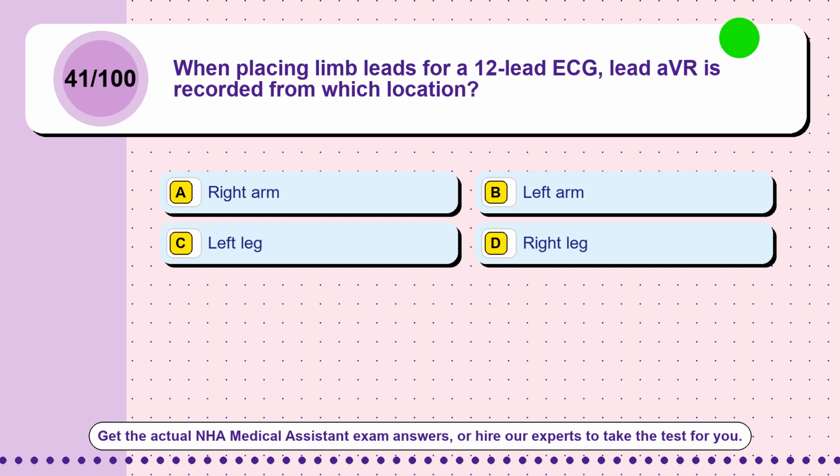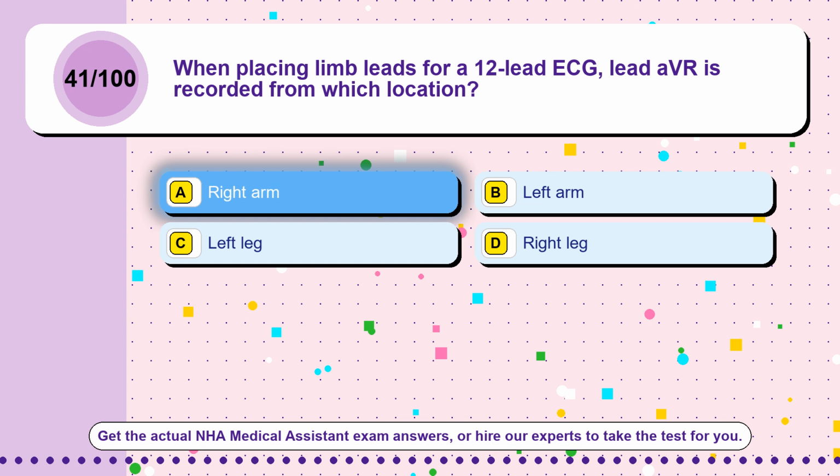Question 41. Which of the following tests requires a plain red top tube with no gel or additives? Option A, complete blood count, CBC. Option B, type and screen. Option C, certain therapeutic drug levels that bind to gel barriers. Option D, plasma glucose tracking. The correct answer is option C, certain therapeutic drug levels that bind to gel barriers.